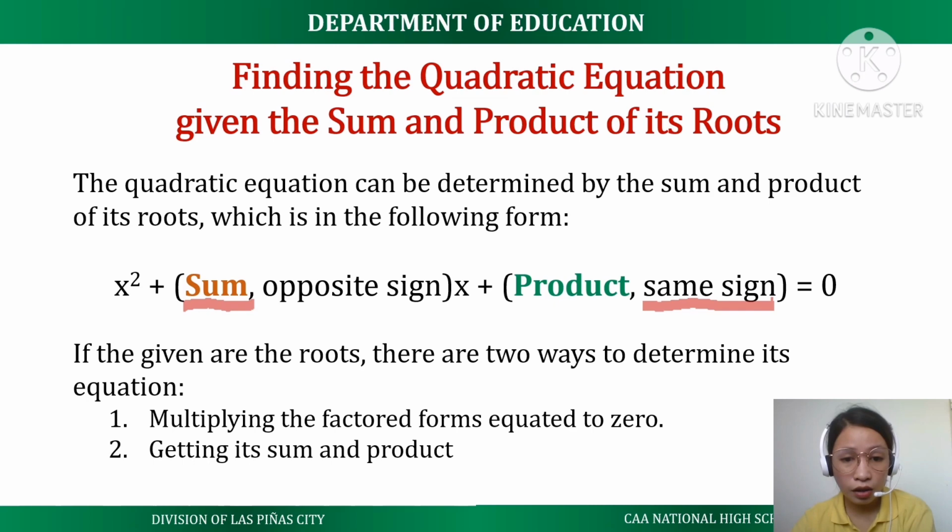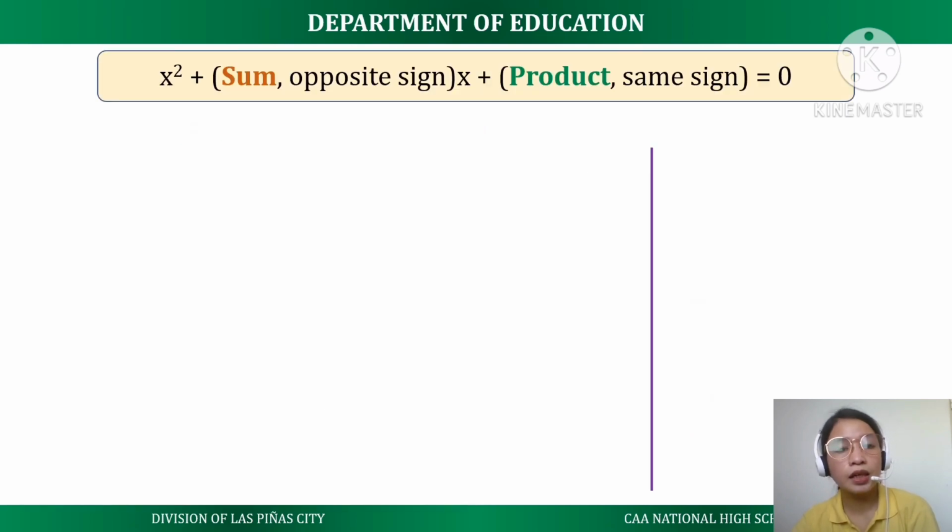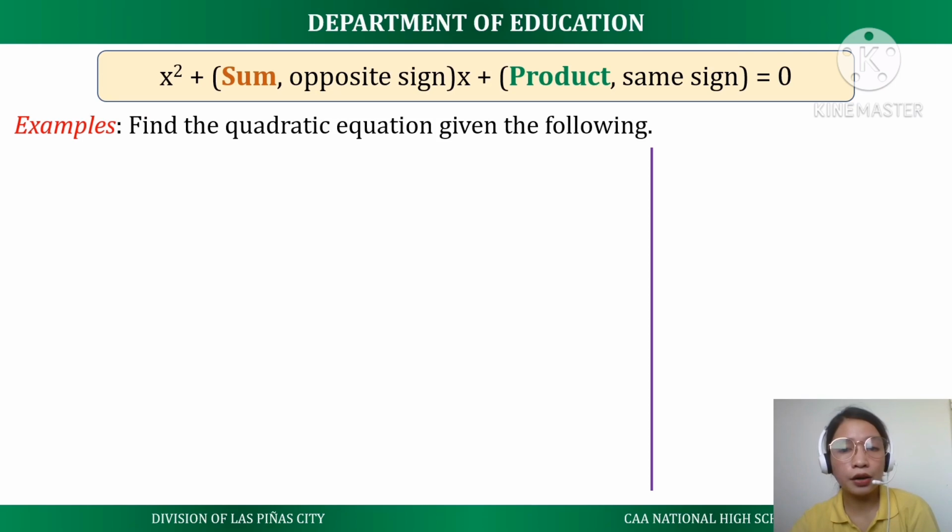But if the given are the roots, there are two ways to determine its equation. So first, multiplying the factored forms equated to 0. And then the second, getting its sum and product. So ang gagamitin lang natin dito ay yung getting its sum and product para mas madali. So, nilagay ko na yung form na nasa taas.